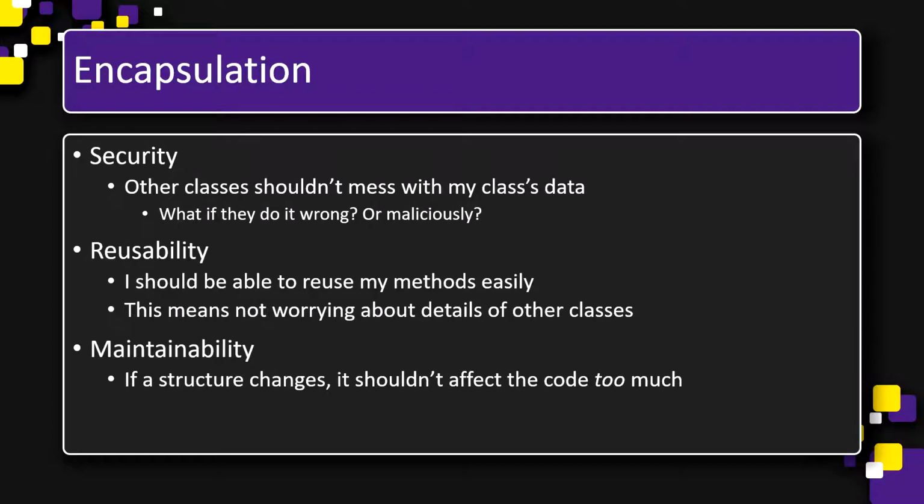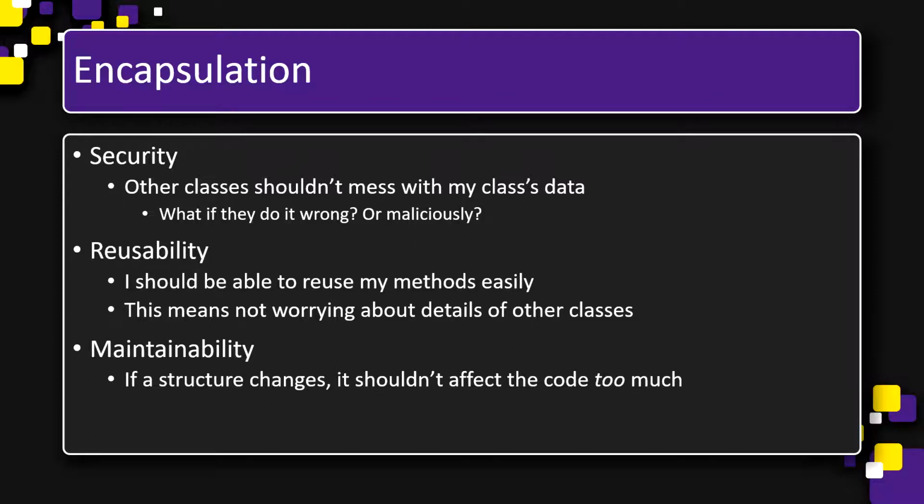We use encapsulation and other information hiding techniques for three main reasons. The first is security. So other classes shouldn't be able to mess with my data. What if they do it wrong or maliciously? What if they just put something in that's out of bounds, that makes my particular object no longer functional because of how they interacted with my data?